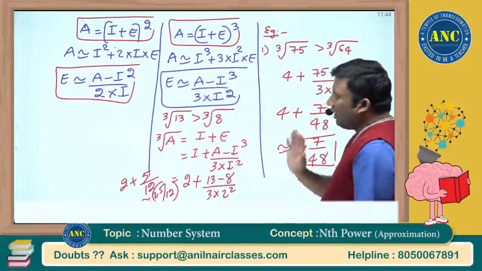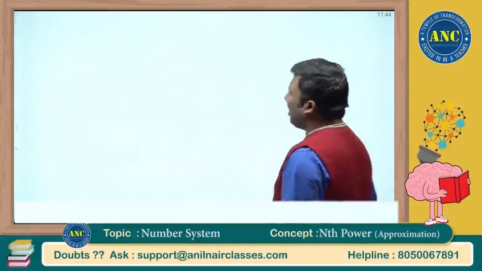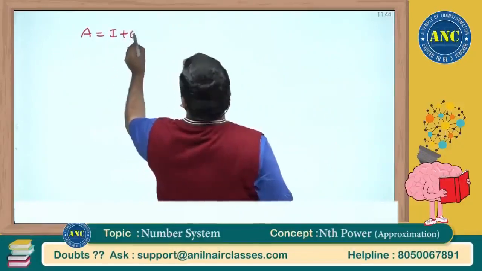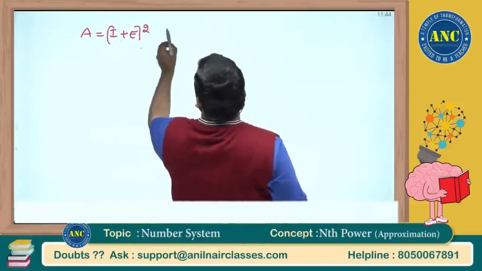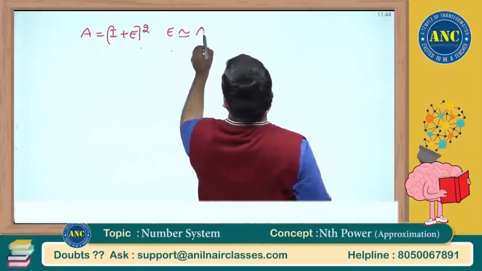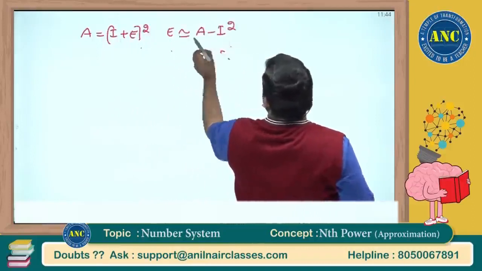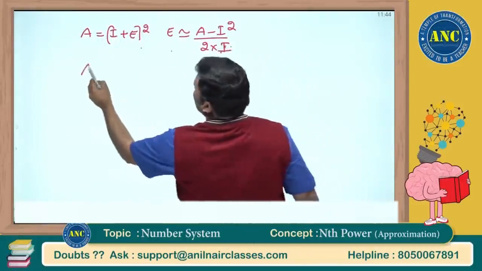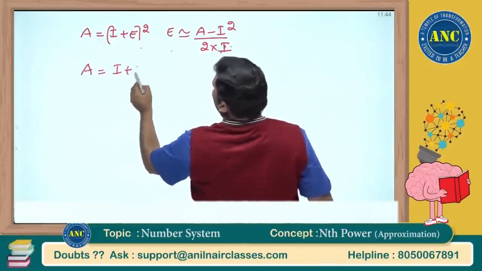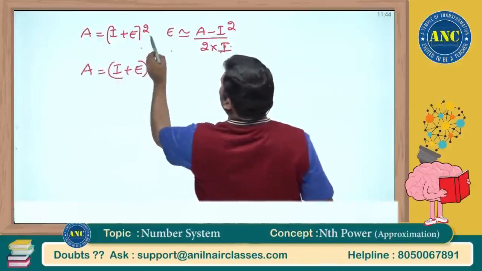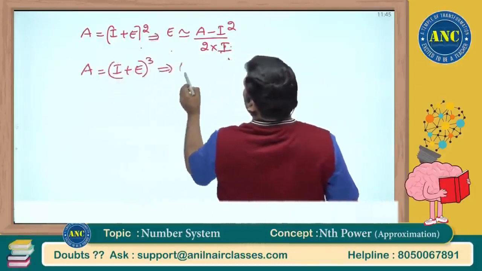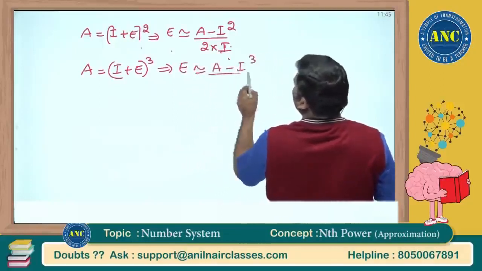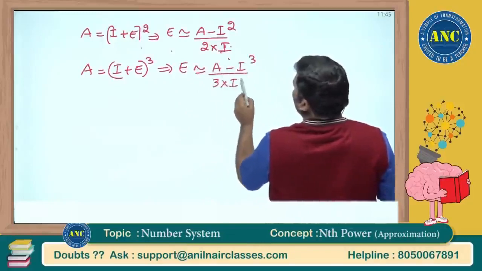I hope the idea is clear. Now we will generalize it. A is equivalent to I plus E whole square. E is nothing but A minus I square divided by 2 into I. If it is a cube, how to find the approximate value? How it is derived I also discussed. E is A minus I cube divided by 3 into I square.